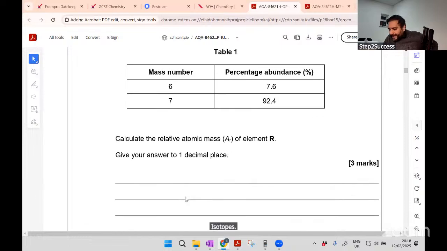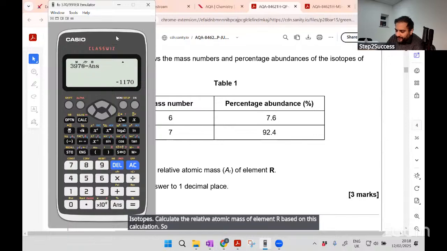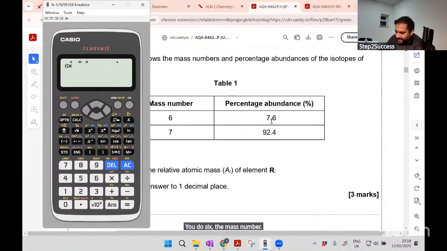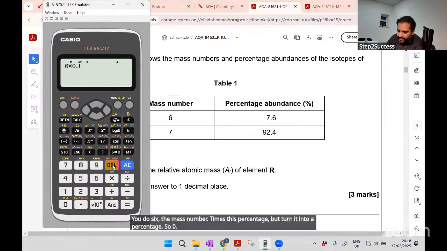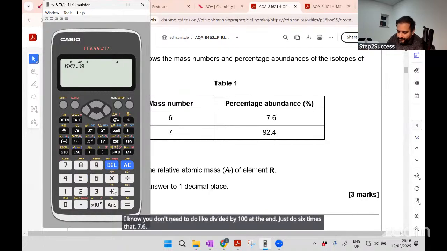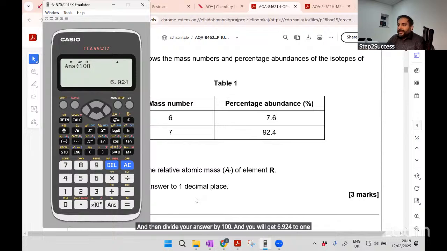Isotopes. Calculate the relative atomic mass of element R based on this calculation. So I'm just going to do this straight on the calculator to tell you how easy this is. You do 6, the mass number, times this percentage, 7.6, plus the other number, 7, times the percentage, 92.4, and then divide your answer by 100, and you will get 6.924, which to one decimal place is 6.9. That's all you need to do for a question like that for a very easy 3 marks.